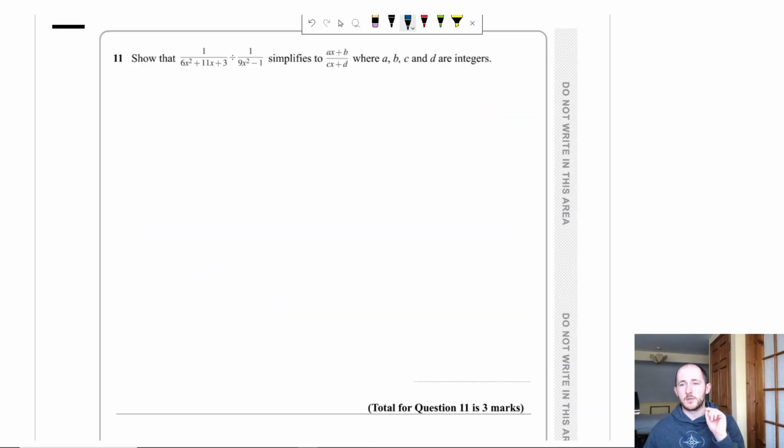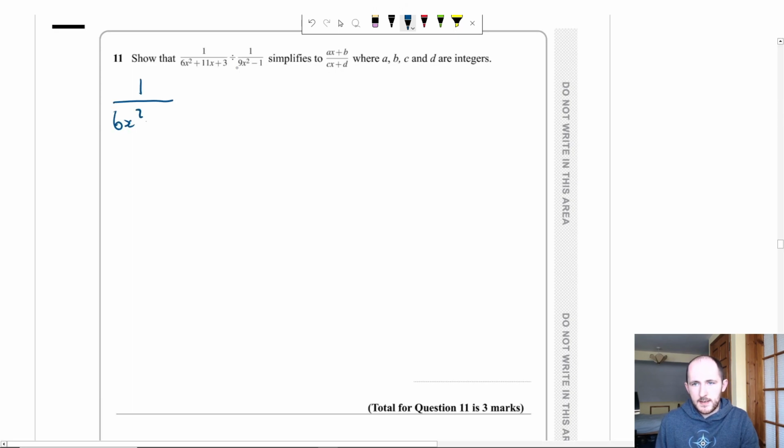And here we have an algebraic fractions question, and what we have to do is show that this thing simplifies to this thing where a, b, c and d are integers. Okay, so here's what you would do. The first thing I would do is actually do the keep flip change, right? Because it's a division in this case. So 6x squared plus 11x plus 3. So keep the first one the same, flip the second one, so it's now 9x squared minus 1 over 1. That is a minus 1, believe me, and that's a times now. So, now what do we do?